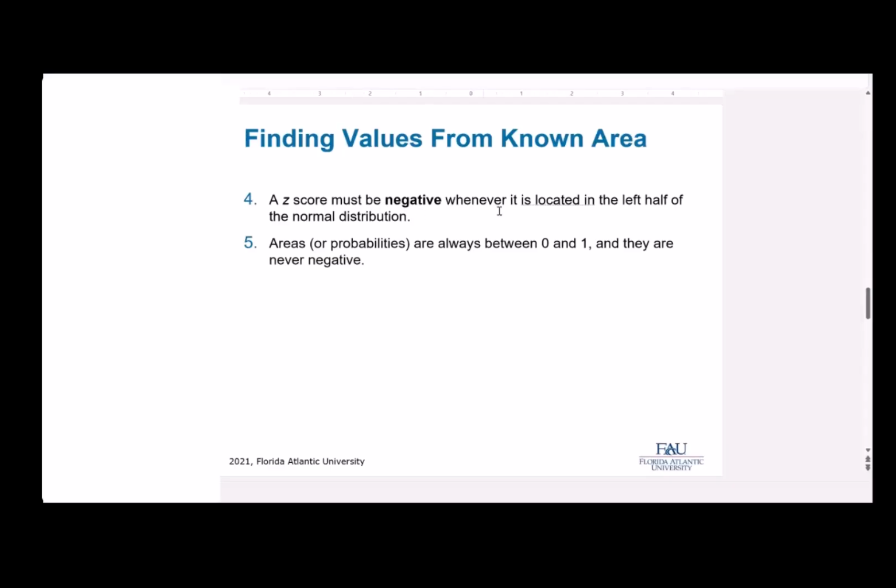They're the same z-score, one's positive and one's negative. A z-score must be negative whenever it is located in the left half of the normal distribution, because remember, our normal distribution looks like this. Here's the mean. This way are negative z-scores, and from here this way are positive z-scores. Areas or probabilities are always between 0 and 1, and they are never negative. This is less than or equal to some number. This is greater than or equal to some number.